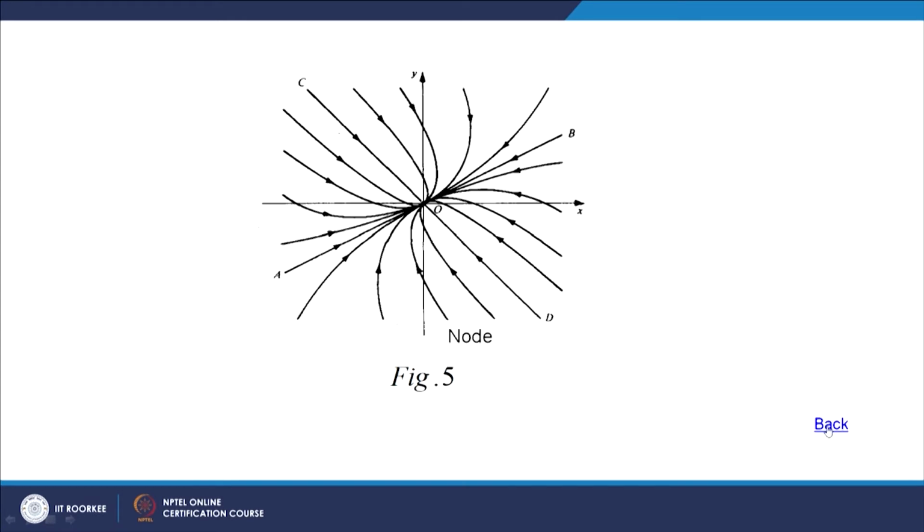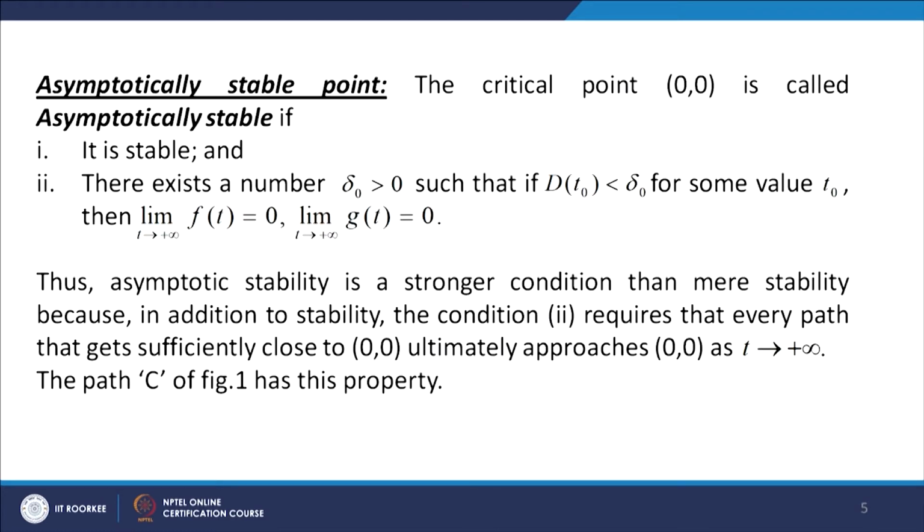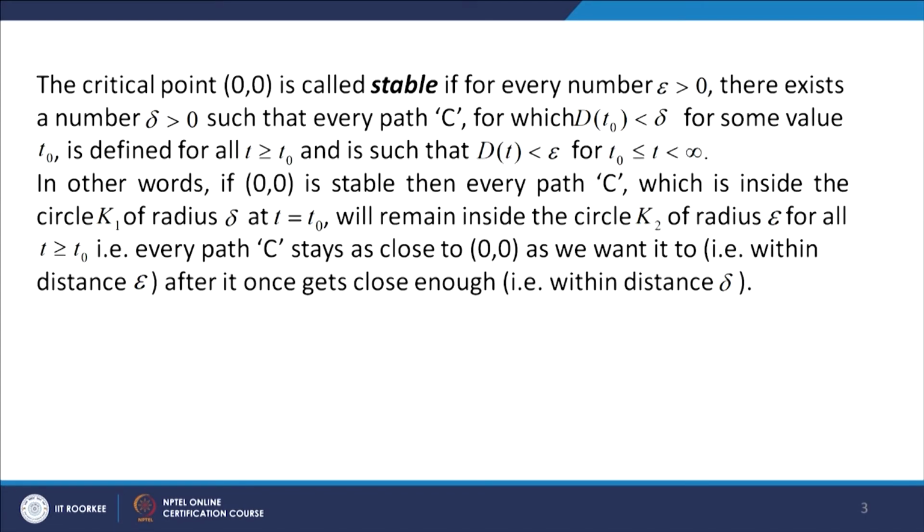Node in figure 5, they are all stable. Okay. So, here if you go to the definition of a stable point, then the condition of the stable point is satisfied. Let us look at this. 0 0 is called stable if every path C which is inside the circle K1 of radius delta will remain inside the circle K2 of radius delta for all t greater than or equal to t naught, that every path C stays as close to 0 0 as we want it to once it gets close enough.